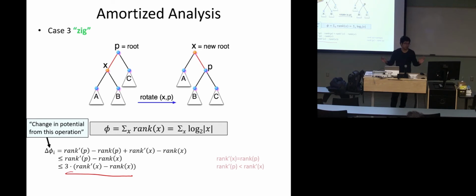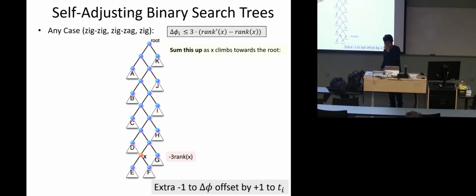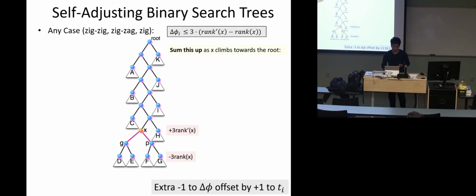Why do we do this at all? Let's see. Suppose now I want to analyze the potential change when I splay x up to the root. Let's see how the potential changes. First of all, when I splay, I do a bunch of zig-zig and zig-zag steps. The potential change will be like this.